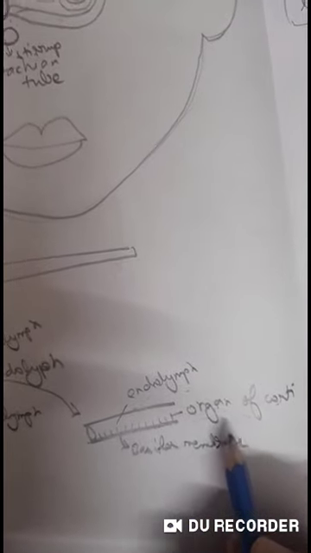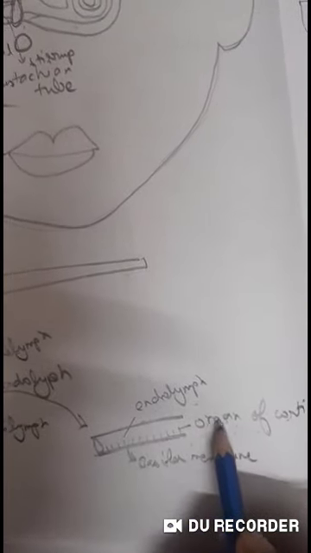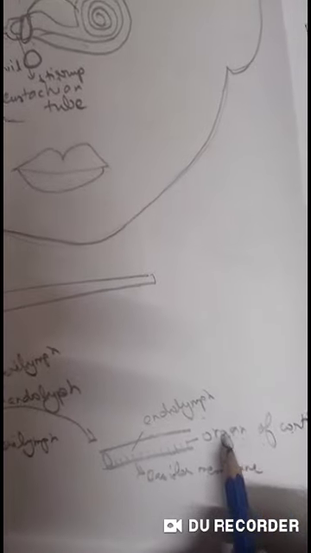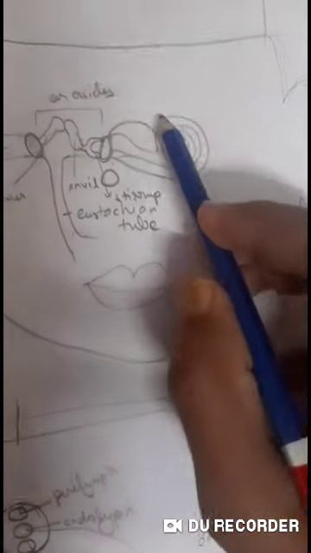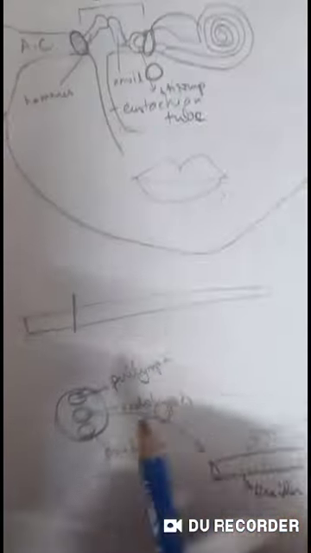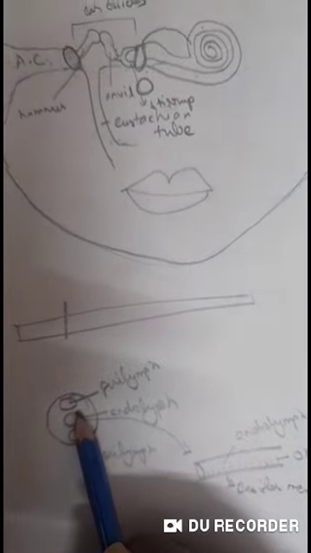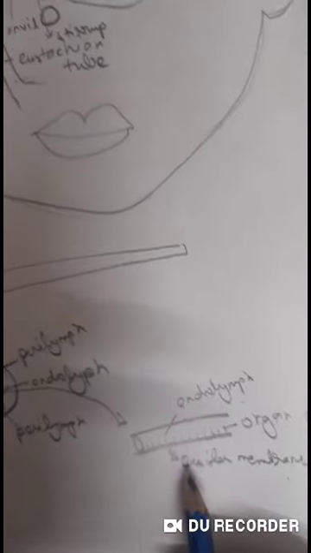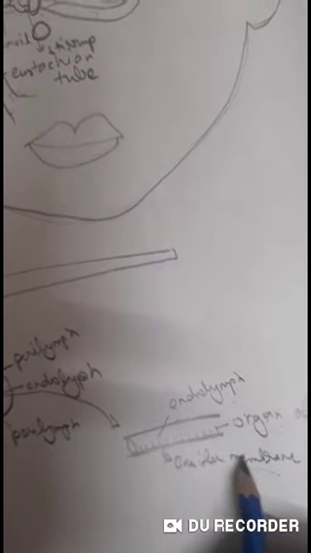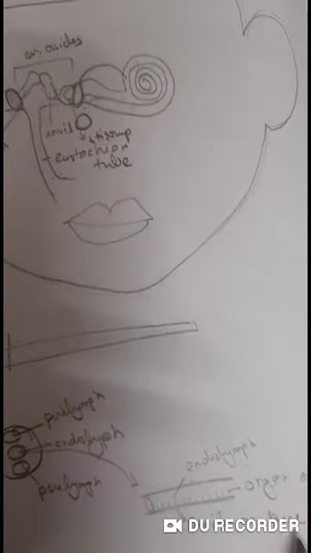So it is often asked, what is the location of the organ of Corti? The organ of Corti lies in the cochlea, in the median canal or cochlear canal. It lies on the basilar membrane. So that would be the perfect answer for this. Organ of Corti lies on the basilar membrane.